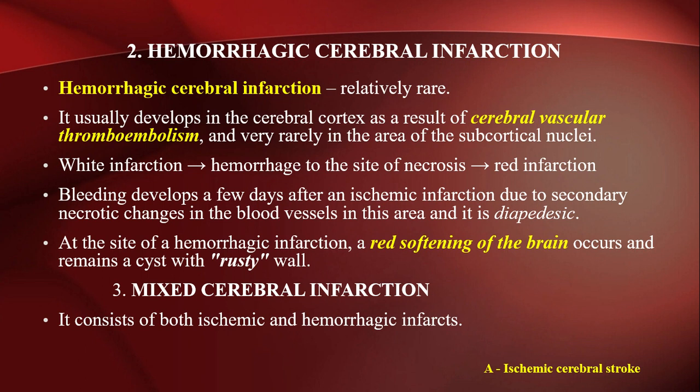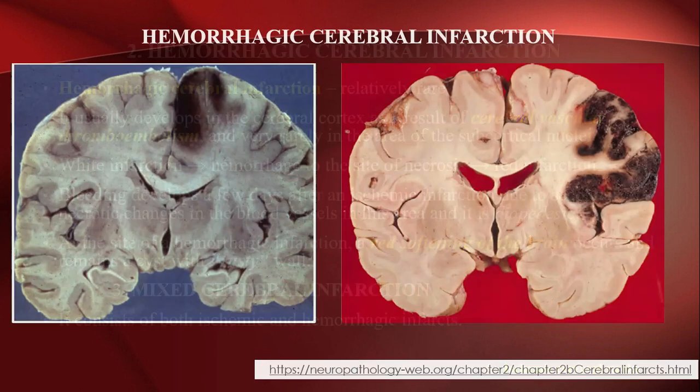The bleeding develops a few days after an ischemic infarction due to the secondary necrotic change in the blood vessels in the area, and it is diapedesic. At the site of hemorrhagic infarction, a red softening of the brain occurs and a cyst with a rusty wall remains. The third type of ischemic cerebral stroke is mixed cerebral infarction.